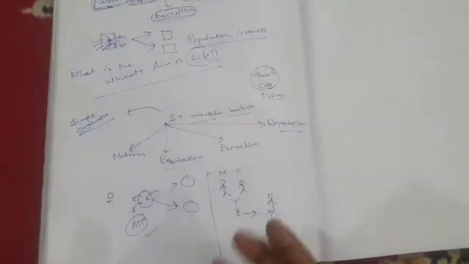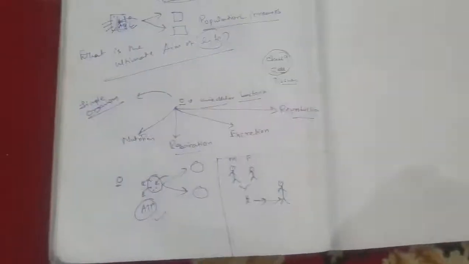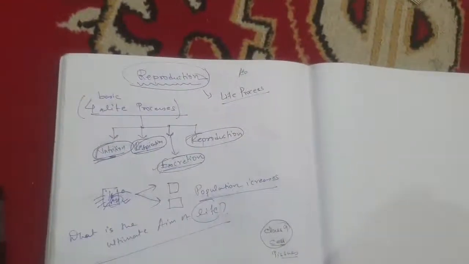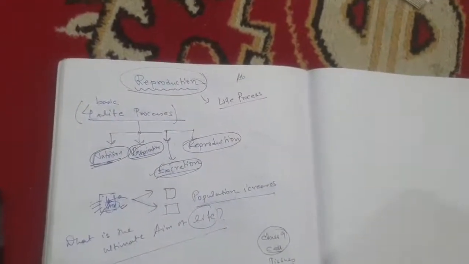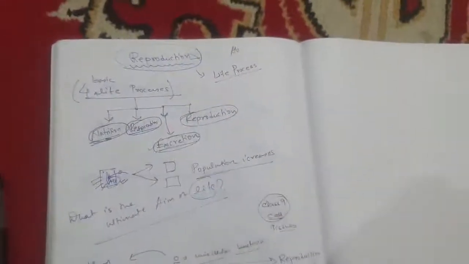Like in humans, control and coordination is also a life process. Locomotion is also a life process. Moving around, movement is also a life process. But does that mean we don't do these 4 basic life processes? We definitely do. See, life is based on these 4 life processes.